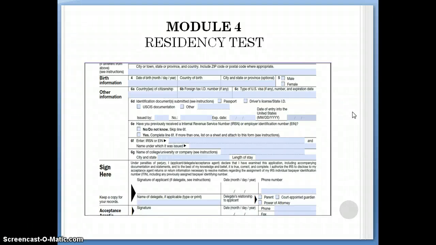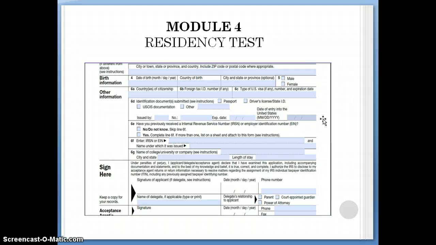Here in Module 4, we're continuing to look at Form W7. In Module 2, when we were completing Form W7, we asked the client about the date she entered the U.S. I told you then that this date is really important and that we would talk about it later on. Well, here we are later on.